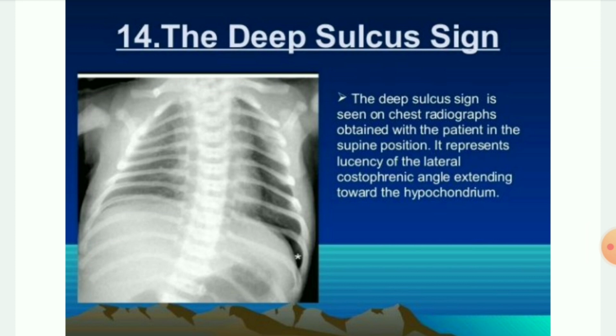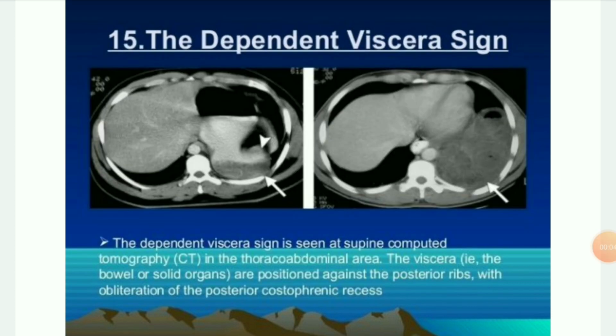False positive cases of the deep sulcus sign have been described in patients with chronic obstructive pulmonary disease, in which hyperaeration of the lungs deepens the lateral costophrenic angle. Further evaluation with lateral decubitus radiography may be helpful, but computed tomography is more sensitive for confirming the presence of pneumothorax in supine patients. Next sign is the dependent viscera sign.